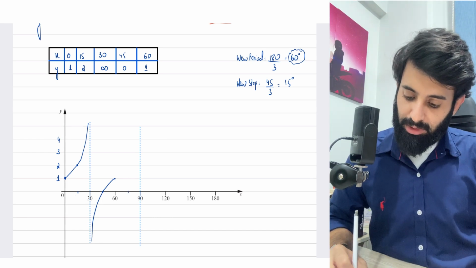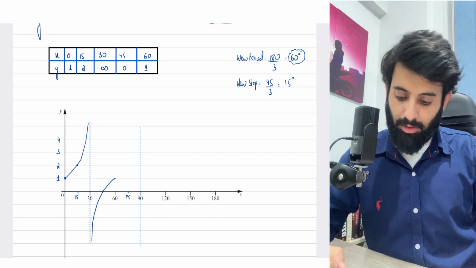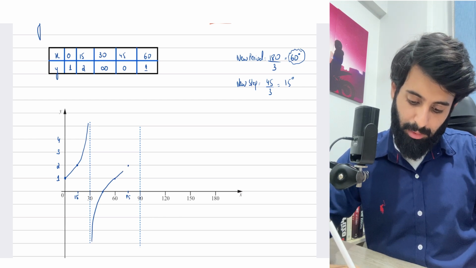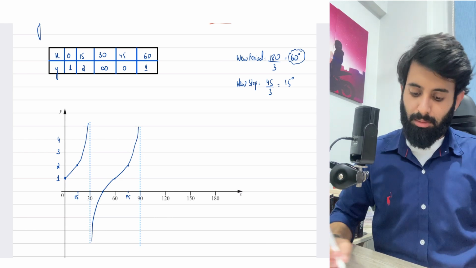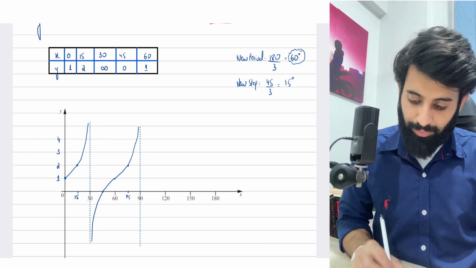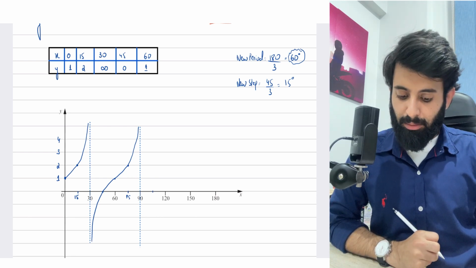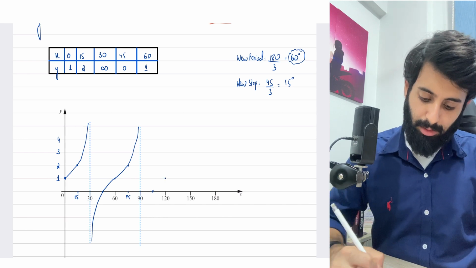So previously it was 1 at 15. Now at 75 it's going to be 2. And at 90 it's going to be infinity again. So remember, we're just copy pasting what we did previously. And then, what do you have between 90 and 120? 105, it's going to be 0, and at 120 it's going to be 1.